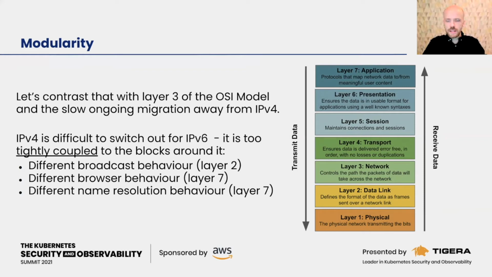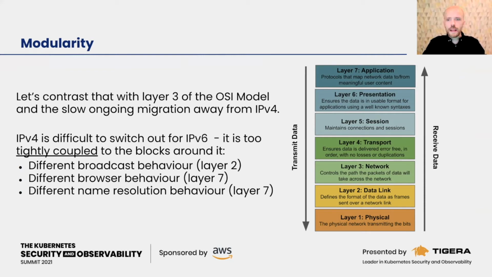So there's a crossover between layer 2 and layer 3. Similarly, browsers need to behave differently for IPv6 and IPv4 addresses. So that means that IPv4 and IPv6 cross over slightly into layer 7. And another example, name resolution behavior, which should traditionally be at layer 7, actually behaves differently between IPv4 and IPv6. So again, there's some ambiguity between layer 3 and layer 7 in the stack.